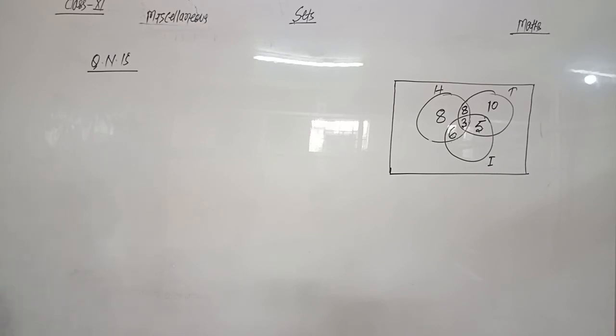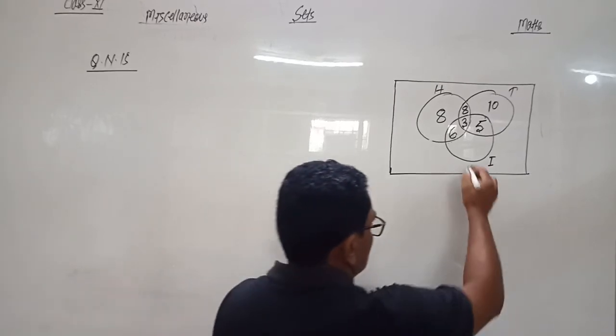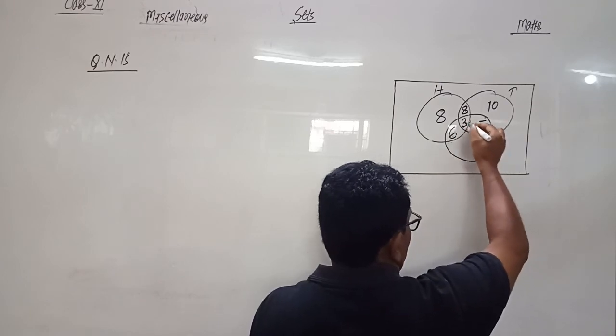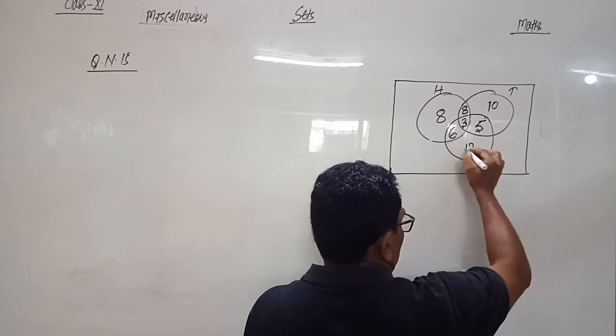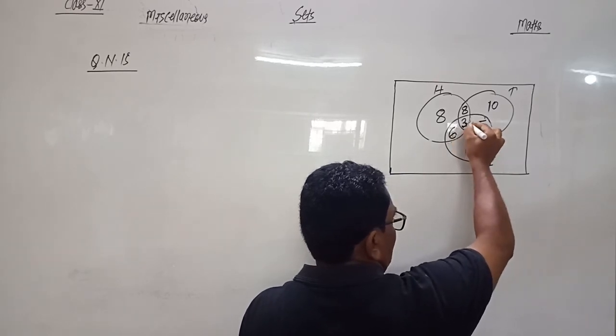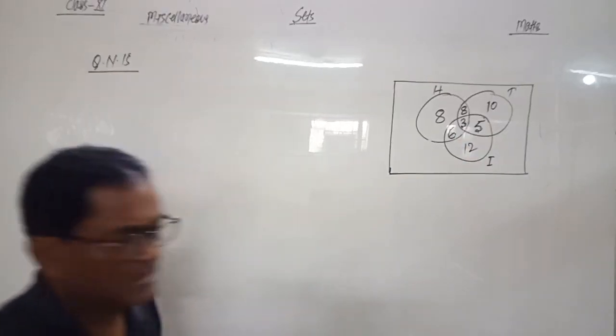26 read newspaper I. 26 people also read newspaper I. So 5 plus 3, 8 plus 6, 14. So this becomes 12. 12 plus 6, 18 plus 3, 21 plus 5, 26.